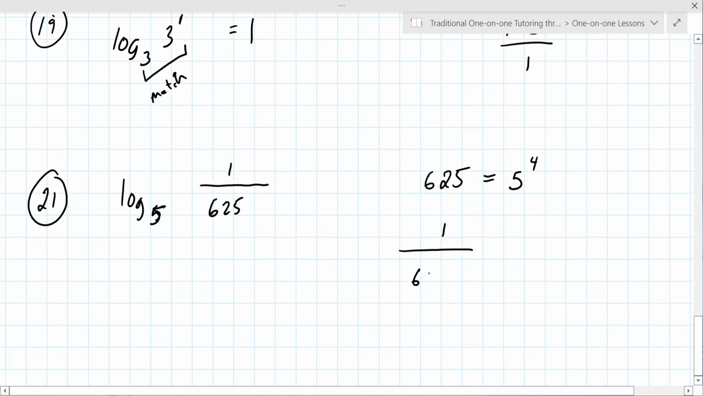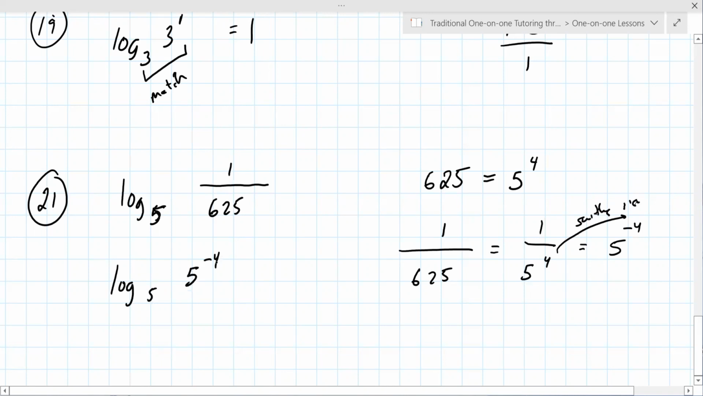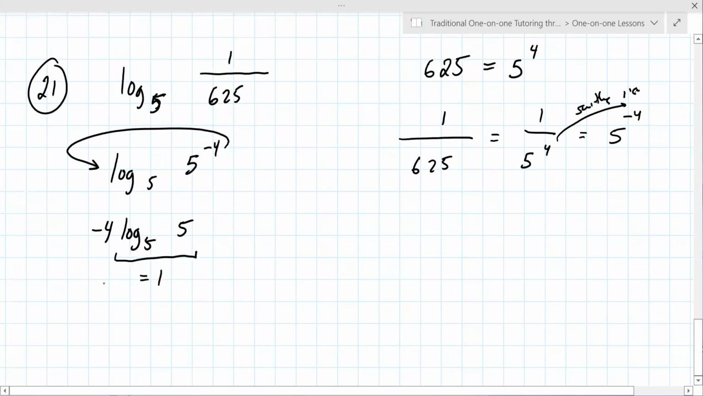Now 1 over 625 is 1 over 5 to the 4, and then to bring the 5 up, you change the exponent from a positive to a negative, so it switches sign. All of that being said, you can replace 1 over 625 with 5 to the -4. And just like the first problem we did, 17, you can bring that exponent out in front, -4 log base 5 of 5. And then that part right there is 1. So it's -4 times 1, -4. Yeah, that's what I got.